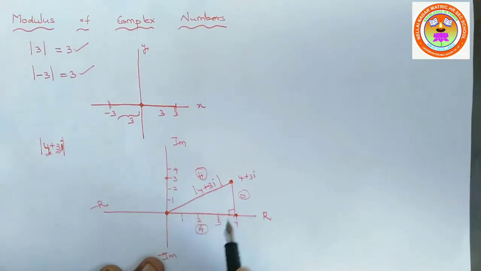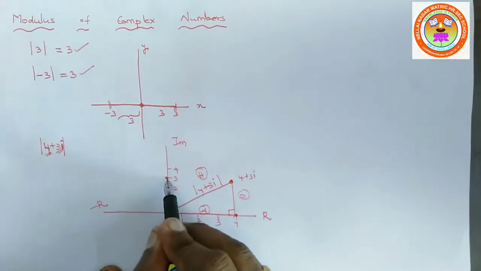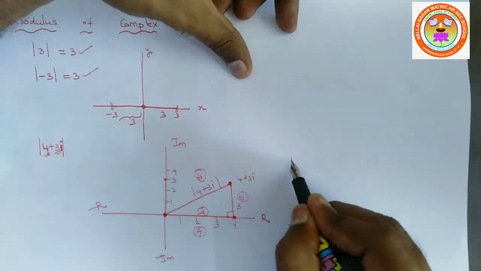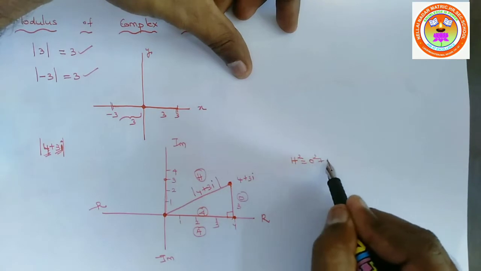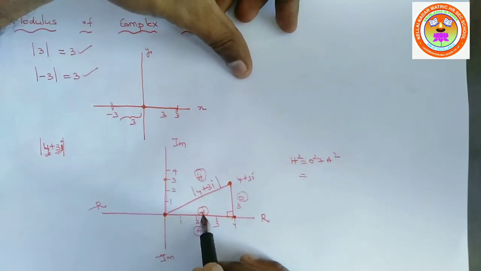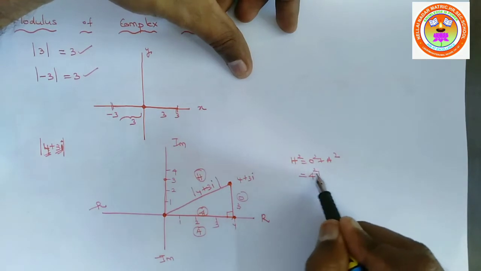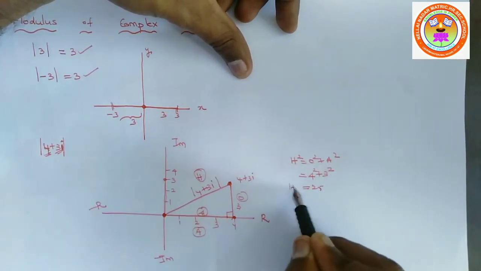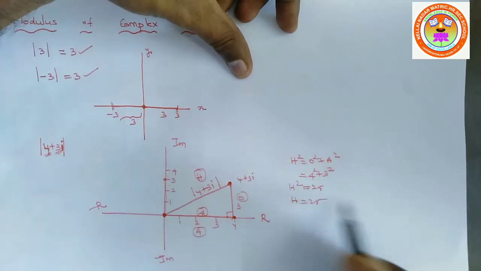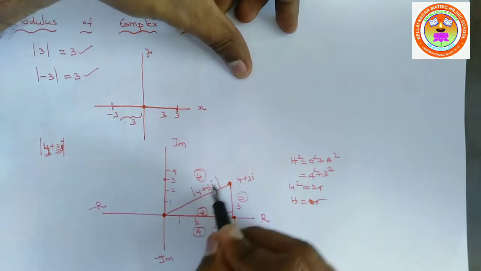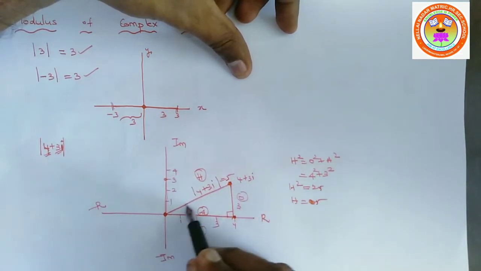This distance is going to be 4. This is 3. So this is also going to be 3. You know hypotenuse square is equal to opposite square plus adjacent square. Here hypotenuse square is nothing but 4 square plus 3 square. 4 square plus 3 square is nothing but 25. So hypotenuse is nothing but 5, because hypotenuse square is 25. This is going to be 5. The distance is going to be 5.